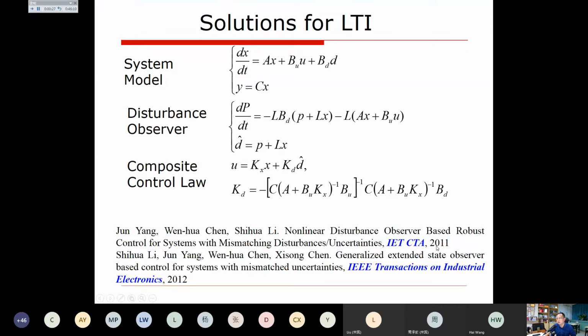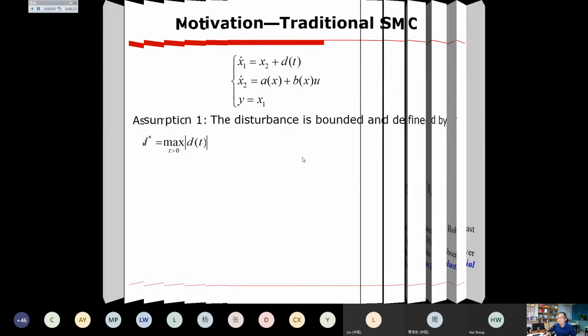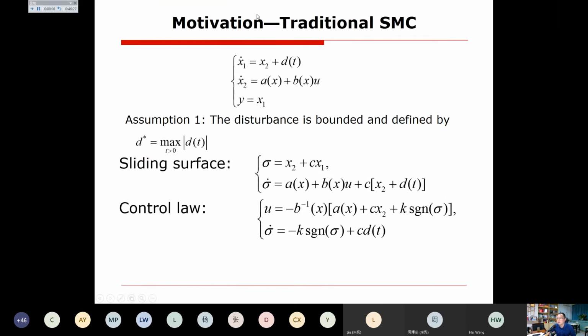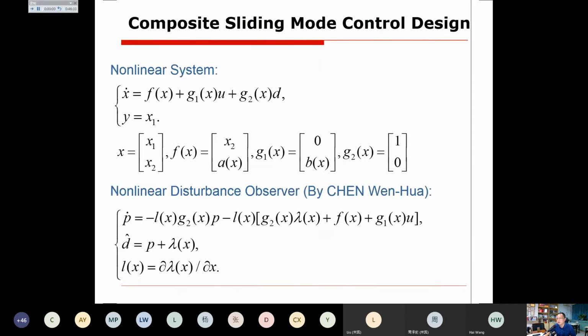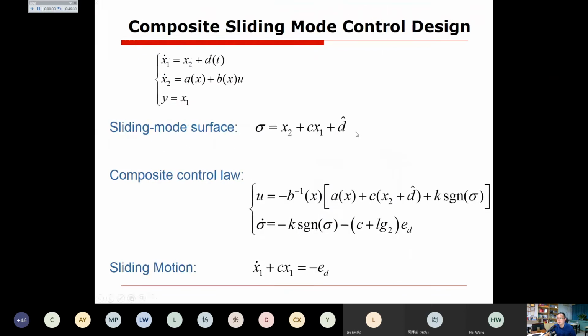The very earliest paper is from 2011. It's our main contribution, extending the solution from the linear case to some specially structured nonlinear systems. So this also gives a solution for sliding mode control for the mismatch case. I will ignore it because if you want the details, you can see our papers.